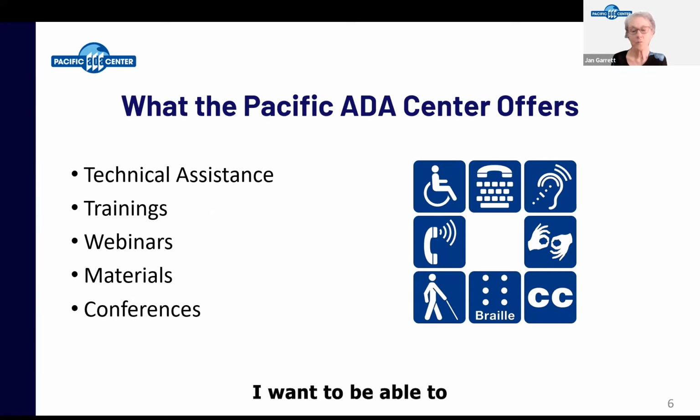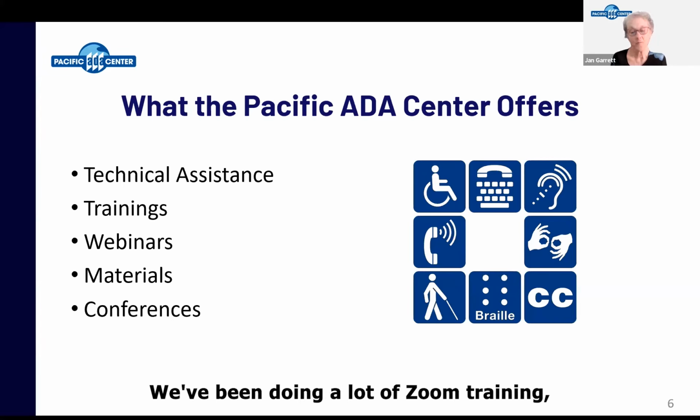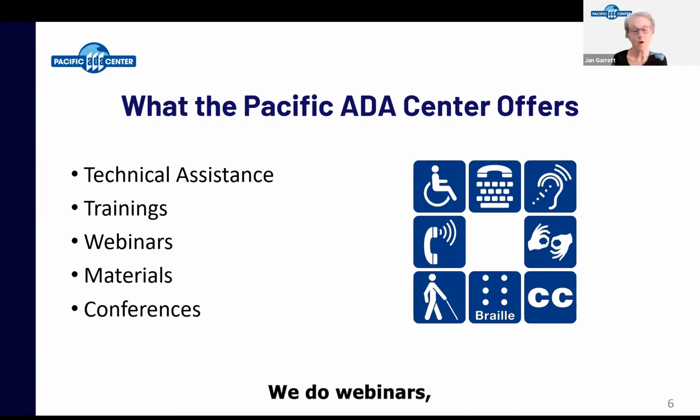I want to tell you a little bit about what the Pacific ADA Center offers, and you'll hear from April a little bit more about what the CCDA offers. Pacific ADA Center is one of 10 centers across the country that provides technical assistance by email and by phone on the ADA and other disability rights laws. We provide training. We've been doing a lot of Zoom training over the last few years, but we are also starting to do in-person training again. We do webinars. Right now, every other month, we are doing a webinar on healthcare and the ADA, and that is a free webinar that you're welcome to sign up for on our website.